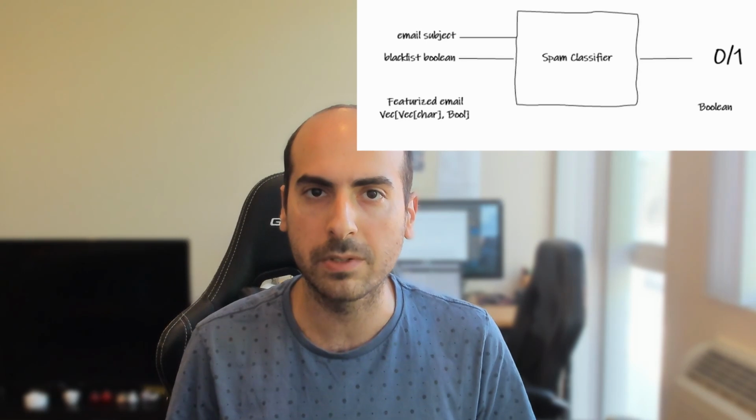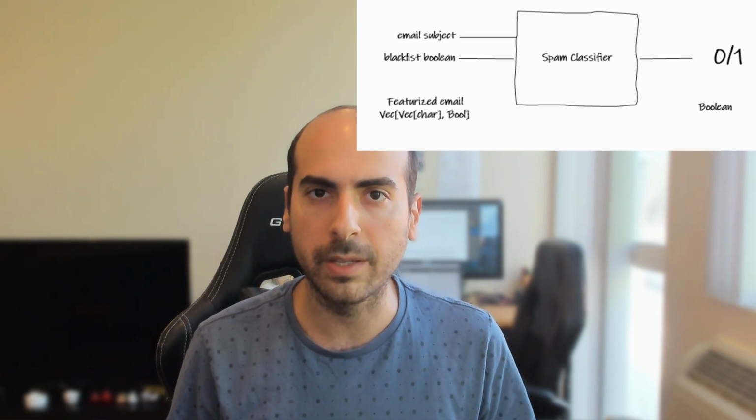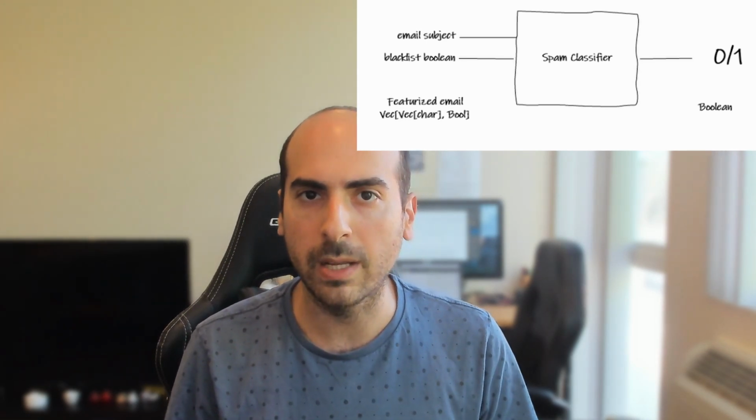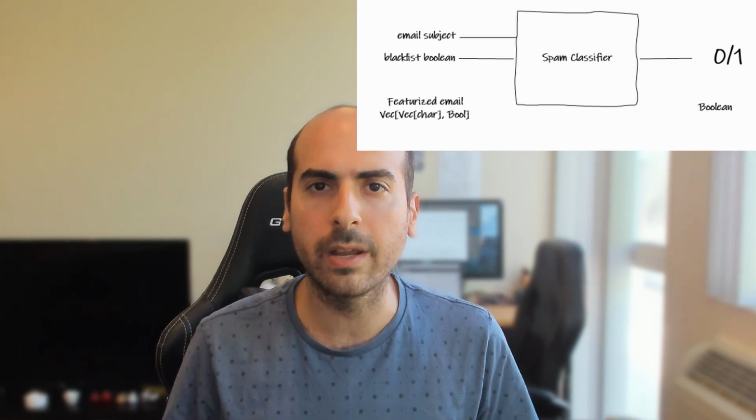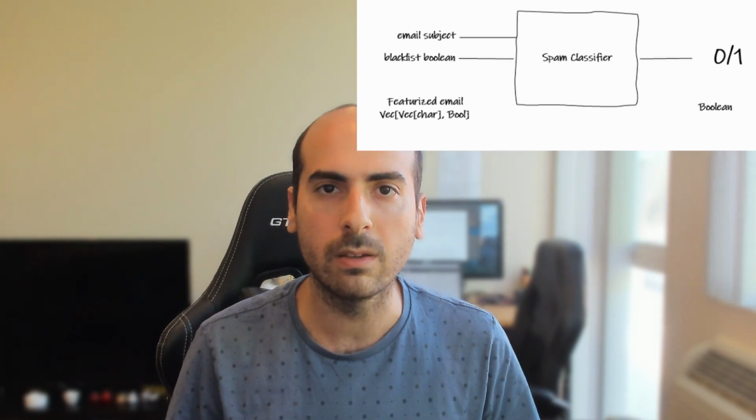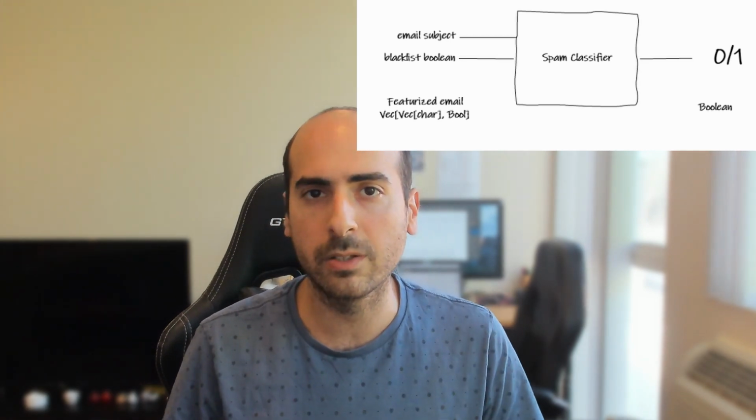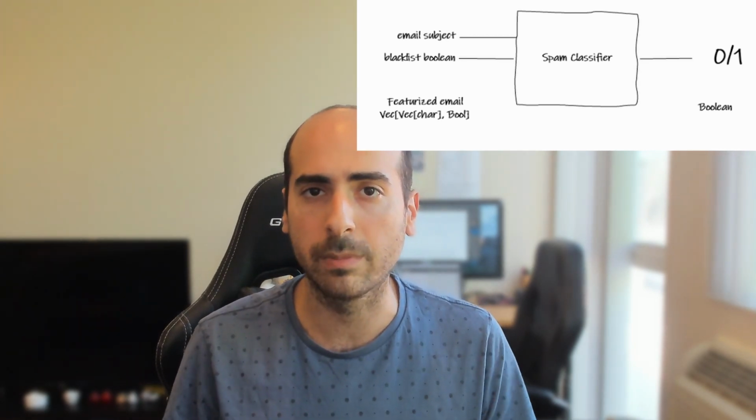And the data structures can be arbitrarily complex. Let's take the example of a spam classifier, where your input data could be whether the sender is on a blacklist, what the email subject is, and some featurized embeddings of the email content. And then your output space is basically just a binary classification. Is this email spam, yes or no?